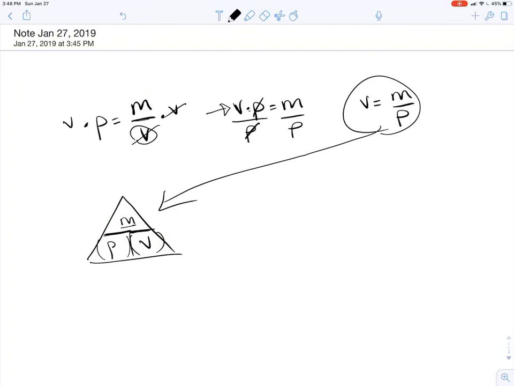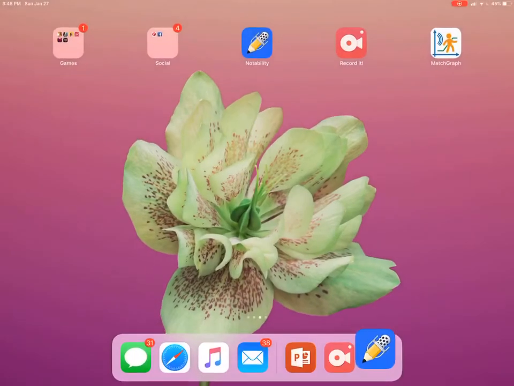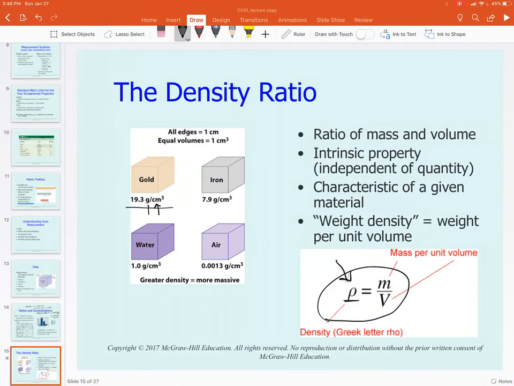Okay, you're going to have to do, or you should have done actually, quite a bit of work on density already as far as the homework was concerned. If you haven't done that homework, you need to do that homework as soon as possible, and that might help you a little bit. Okay, and back to the PowerPoint.